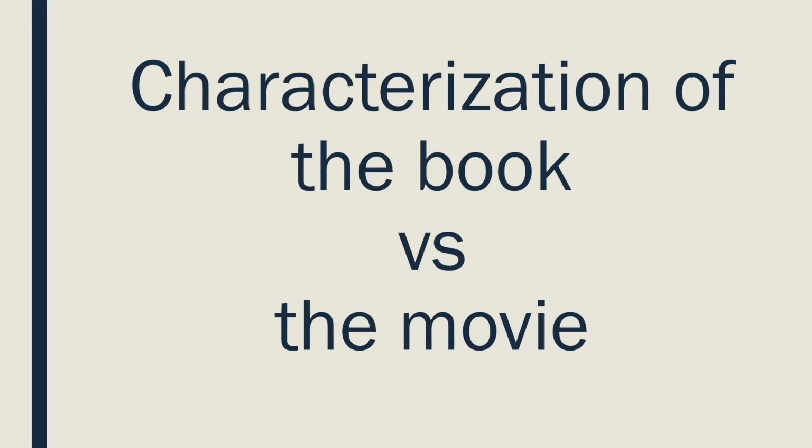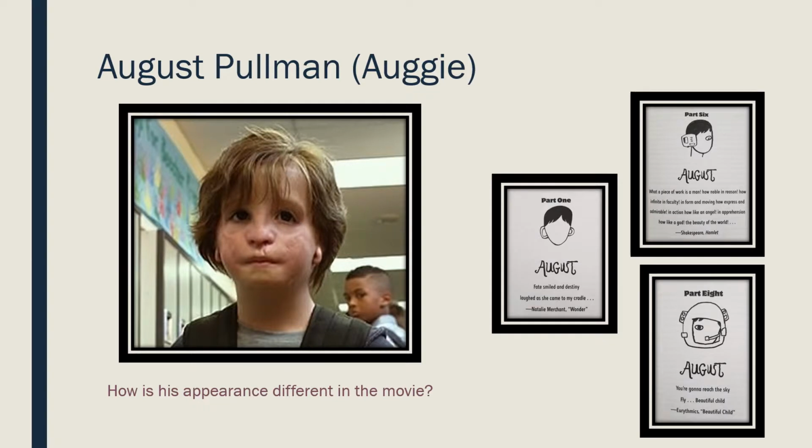Because we've been talking so much about characterization, about characters, we are first going to address, and mostly going to address, the characterization of the book versus the characterization of the movie. We're going to jump right in. We're going to start with August, or Augie.